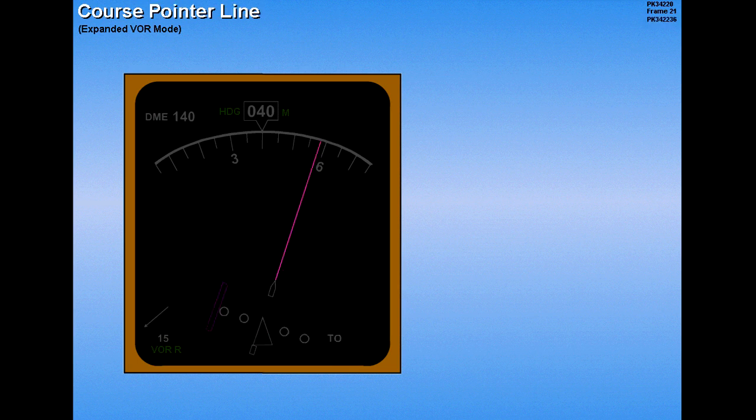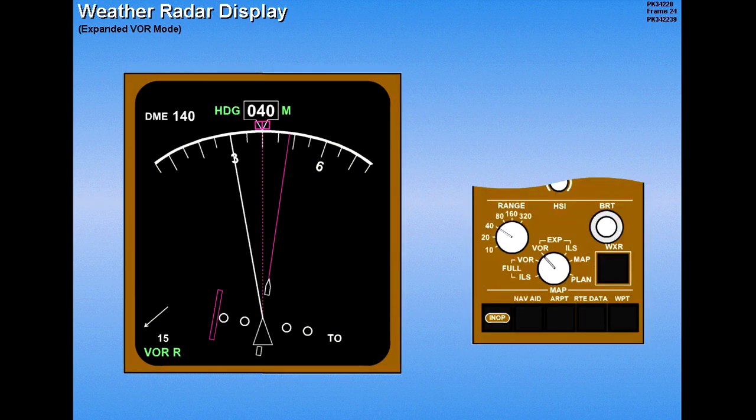A magenta course line extends from the course pointer to the compass rose for easier reference. A dashed magenta line extends from the heading bug to the aircraft symbol for ease in tracking the heading bug. In the expanded VOR mode, the drift angle pointer is replaced by a present track line. Weather radar displays are available in the expanded mode by pushing the weather radar switch on the control panel.